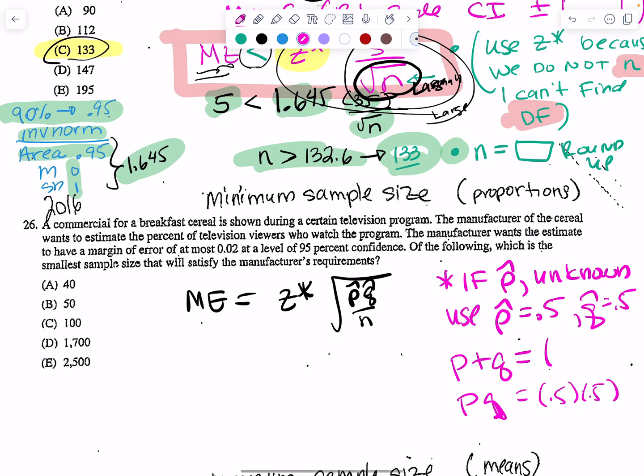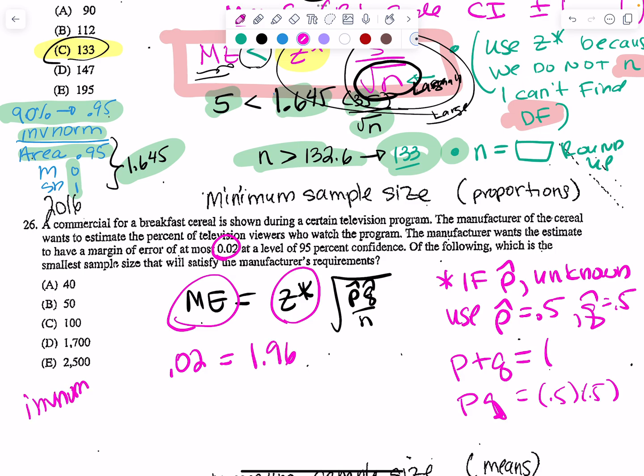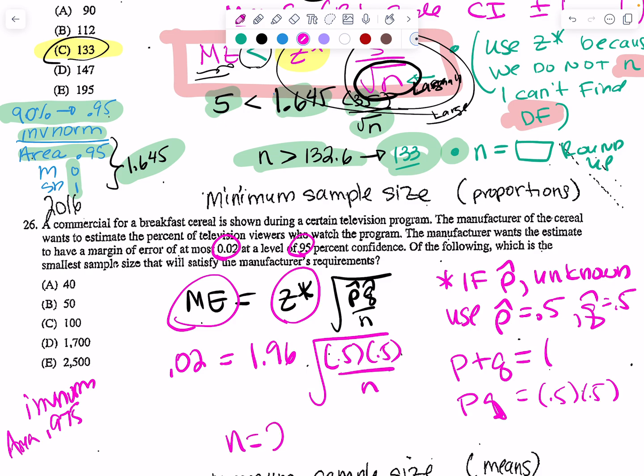So you're going to put margin of error, this one here, 0.02, equals z star, which is 1.96, which of course you can get with inverse norm of 0.975 for the area, and then 0 and 1, because you have to do the 95% plus the tail. And then I don't know p, so I put 0.5, and over n. Okay, you're going to get n equals 2401. And so you're going to go to the next one higher, which is 2,500.